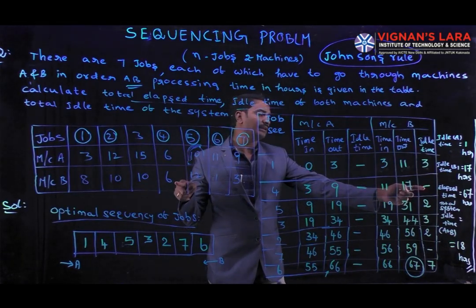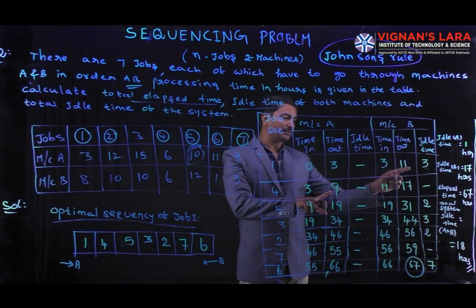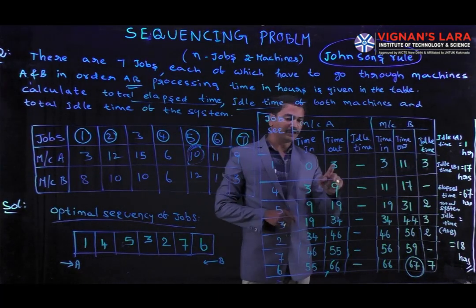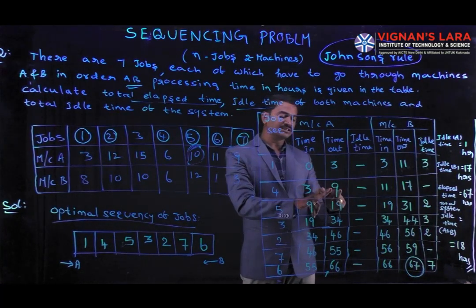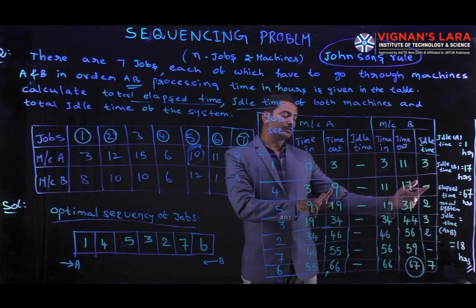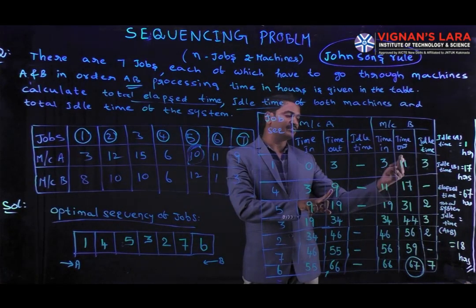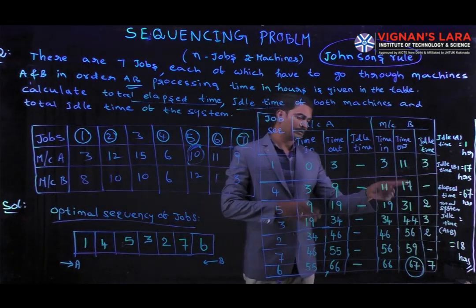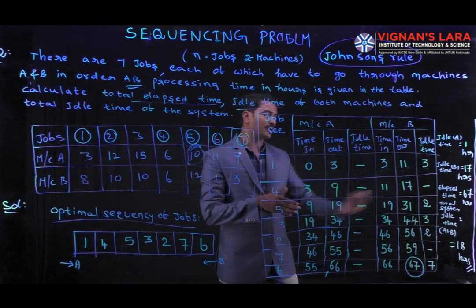Here we calculate the idle time from the difference between the machine A timeout and the machine B timeout. If machine A's timeout is the minimum compared to machine B, we have 0 idle time. If machine A's timeout is more than machine B's timeout of the previous job, then we have idle time. That is one logic here. Previously I explained another way; now I am going to explain one logic for remembering.